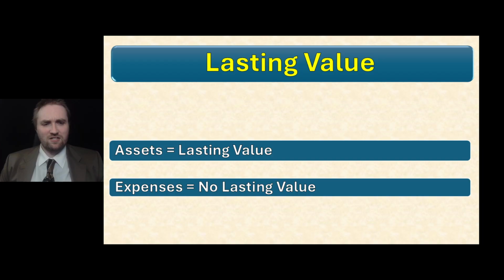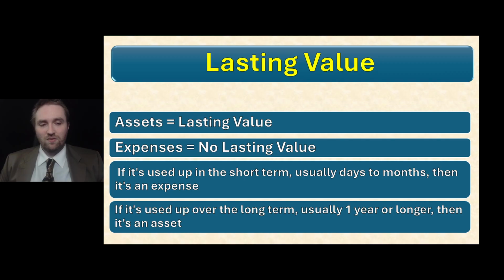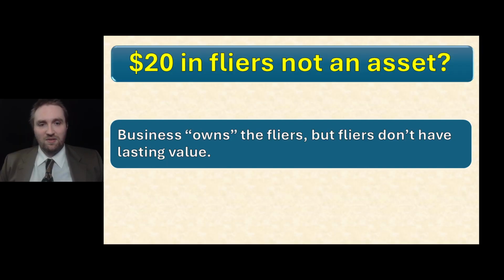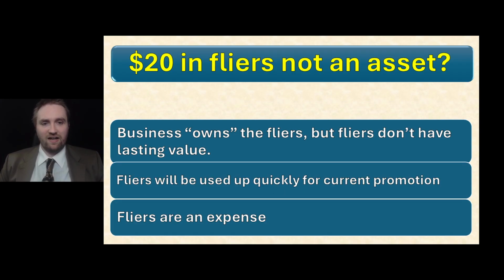There isn't a hard and fast law for lasting value, but the general rule of thumb is this. If it's used up in the short term, usually days to months, then it's an expense and doesn't have lasting value. If it's used up over the long term, usually a year or longer, then it does have lasting value and it's an asset. So, what about the flyers? The business physically owns $20 in flyers, but the flyers don't have lasting value. This is because they'll be handed out soon for an upcoming sale. Cookies Galore is paying to promote something now, not paying for an ongoing asset. That's why this is an expense and not an asset.